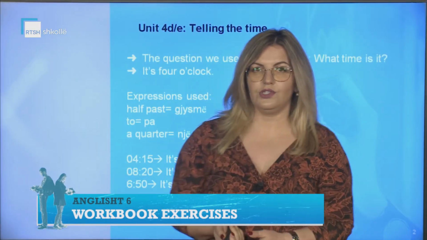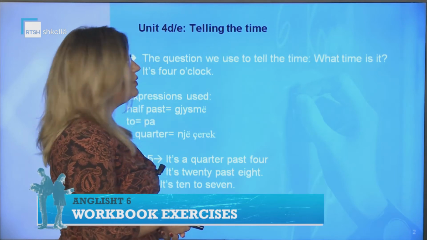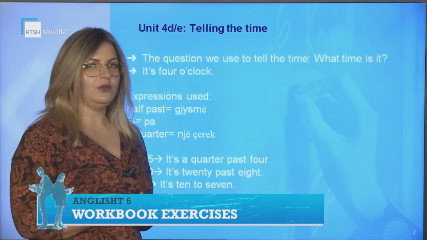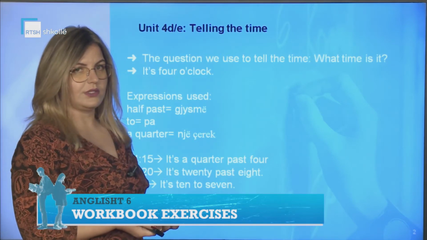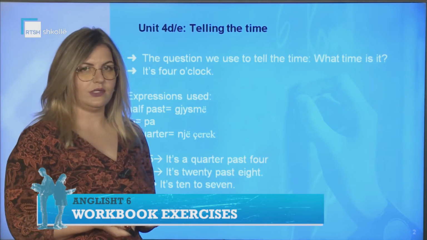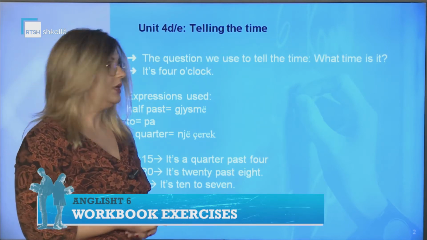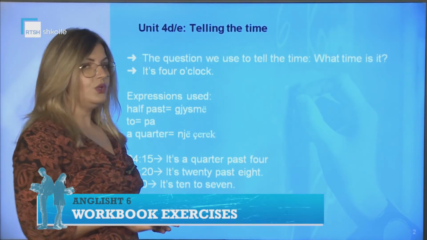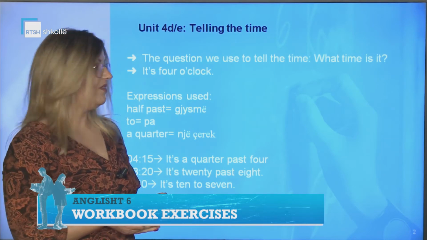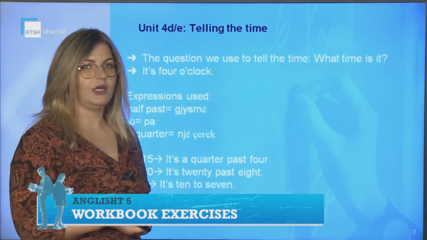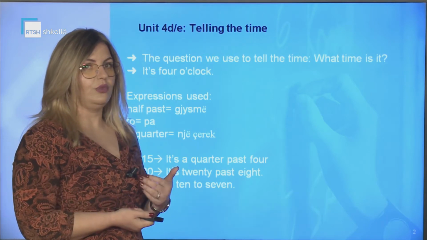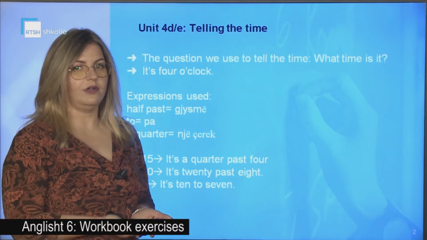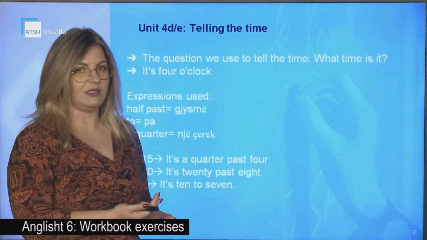So we have a repetition of Unit 4D and Unit 4E about telling the time. Actually, we use an interrogative sentence while asking about the time, and the most common is "what time is it" in English. For example, it's 4 o'clock, and the expressions used in English mainly are "half past", and in Albanian we refer to it as gjysmë. For example, when we say "është ora 4 e gjysmë", in English we refer to it as it's 4:30.